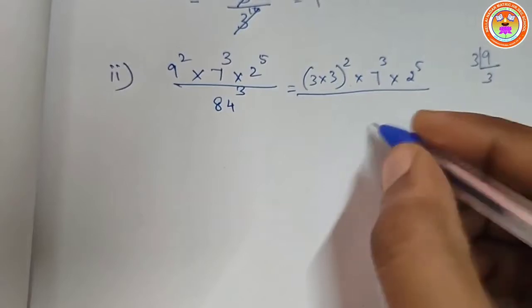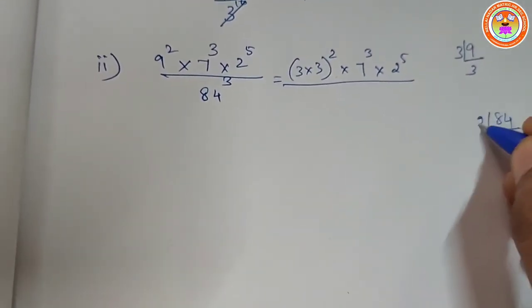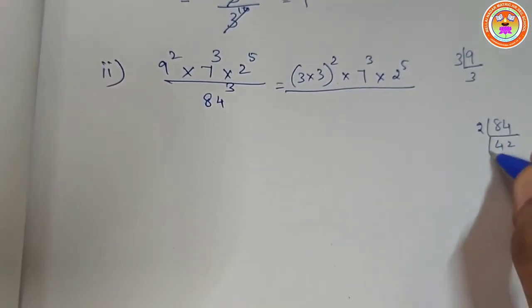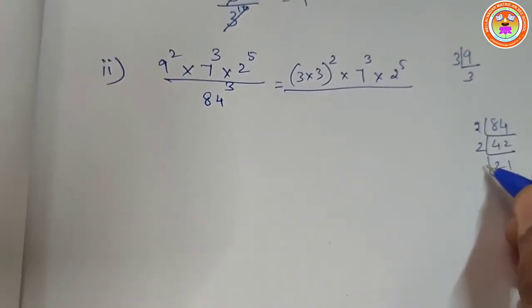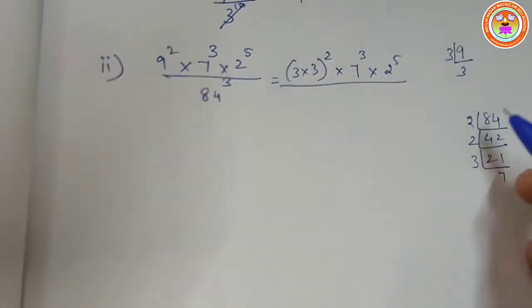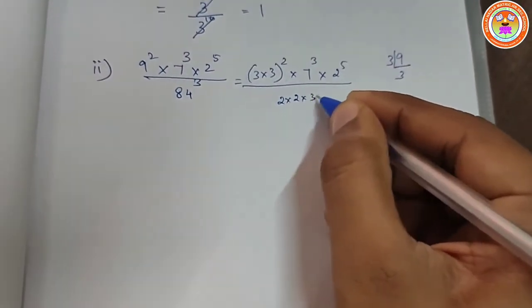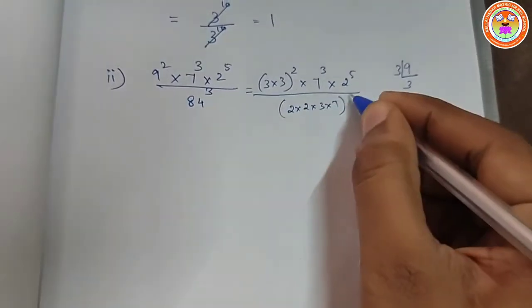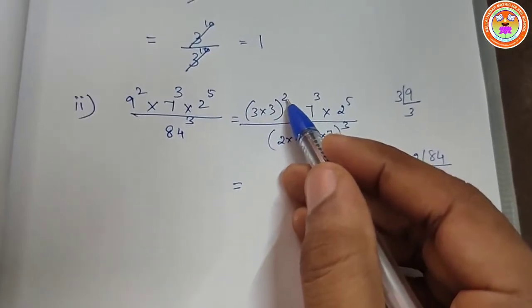And also you have to find the prime factorization for 84. So 2 tables, 4 2s are 8, 2 2s are 4, again 2 tables, 2 2s are 4, 1. This you can do in 3 tables 7 times. So all are prime numbers. This you can write in the place of 84. So you can write 2 into 3 into 7, the whole power 3, which is equal to power 2. You have to put it inside the base.